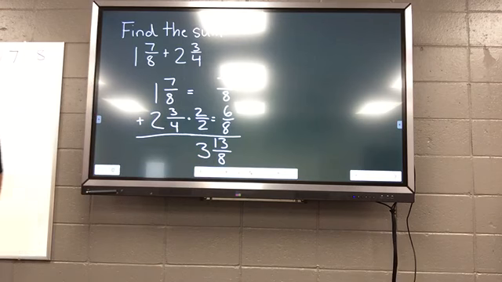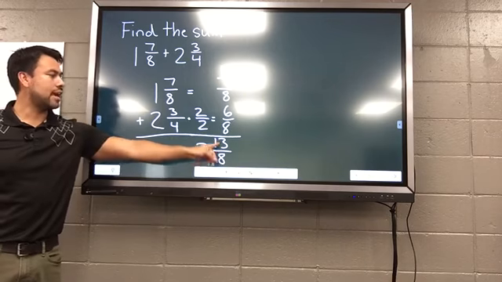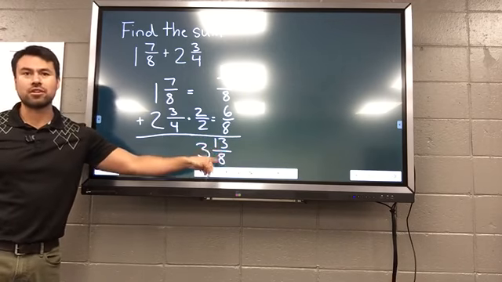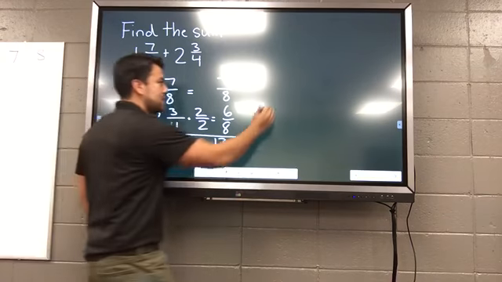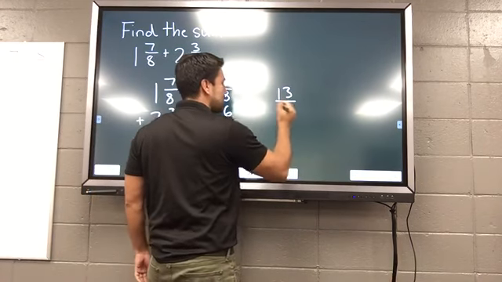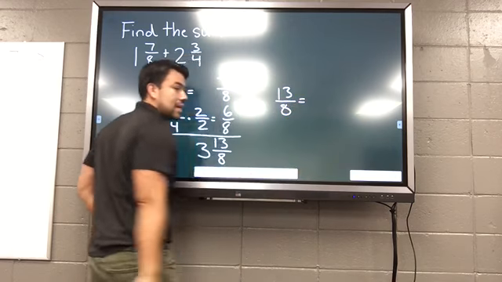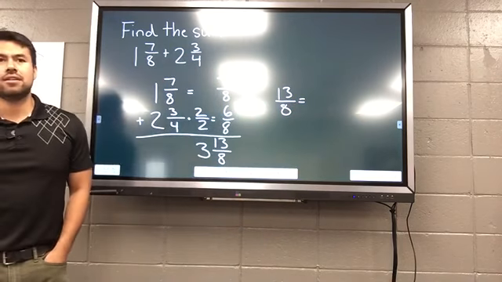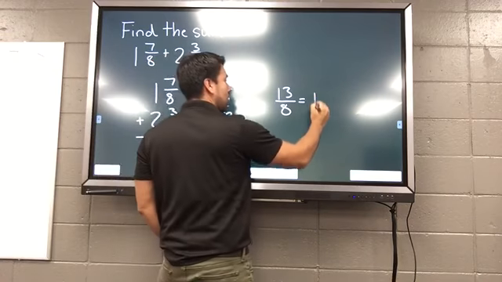Is that proper? No. Why not? Why is it not proper? It looks good. We added it, right? Tucker? Because there's an improper fraction and you have to change that. Yeah, you don't want a mixed number with an improper fraction in it. So 13/8, this is just my thought bubble. This is what I'm thinking. What is 13/8 simplified? Wilson?